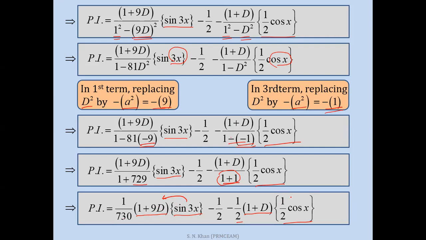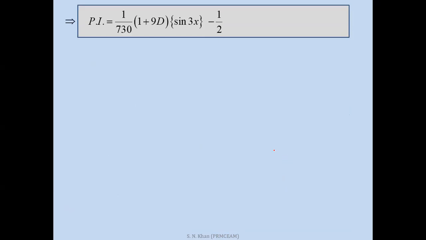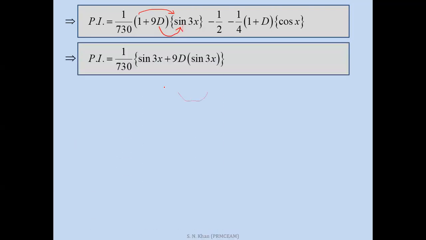सिमिलरली ये 1 by 2 cos x को ब्रैकेट के अंदर मल्टीप्लाई करना है, तो ये 1 by 2 into 1 by 2 we can write as 1 by 4. 1 by 4 operating on 1 plus d into cos x. तो यहाँ पे मैंने लिख दिया 1 by 4 1 plus d operating on cos x. Now अभी पहले ये हो जाएगा 1 into sin 3x, it is sin 3x, और उसके बाद next term आएगा 9 times d of sin 3x. तो ये हो गया sin 3x first term and 9 times d of sin 3x second term.